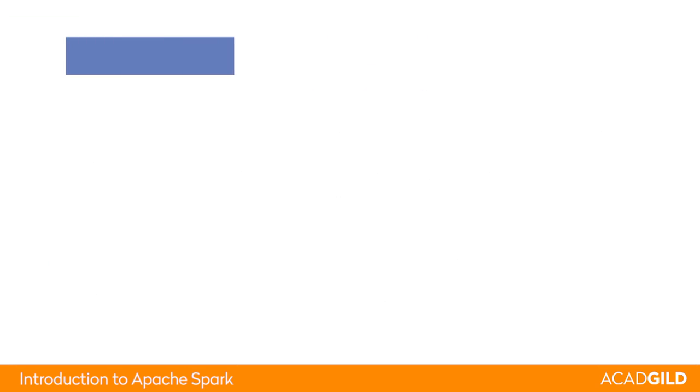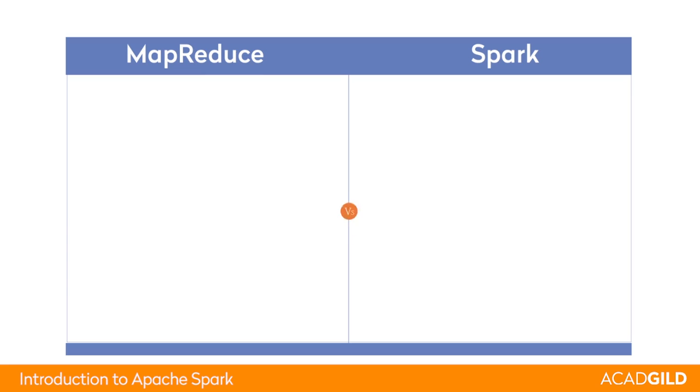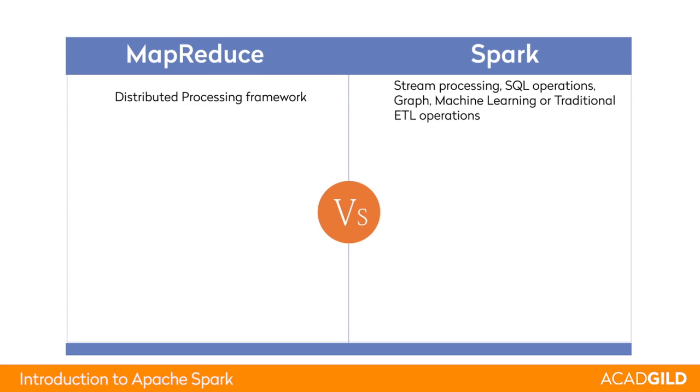Let us compare MapReduce and Apache Spark first. If you are coming from a MapReduce context, both are distributed computation frameworks. But Spark is a unified framework in which you can perform stream processing, SQL operations, graph operations, machine learning, or a traditional ETL in the same program.